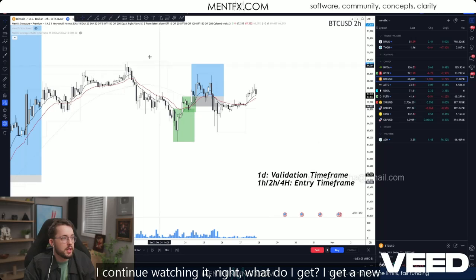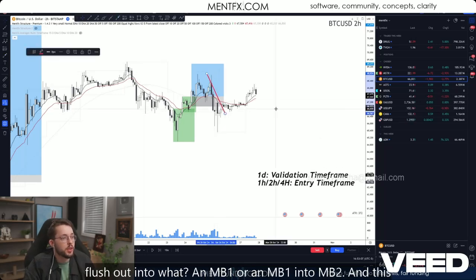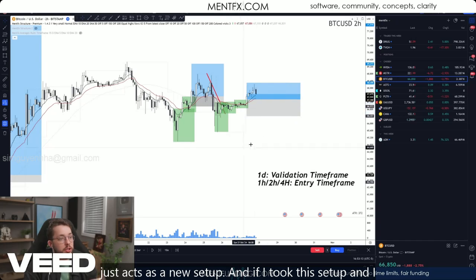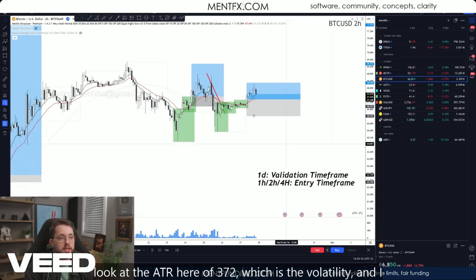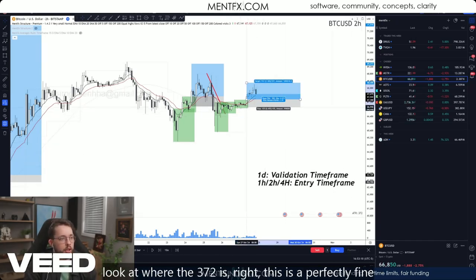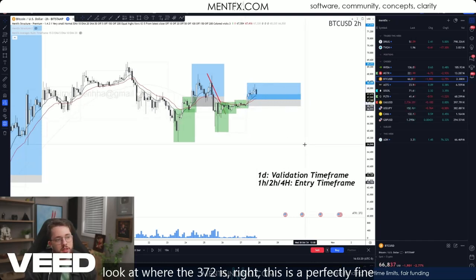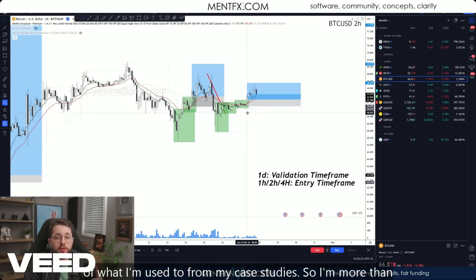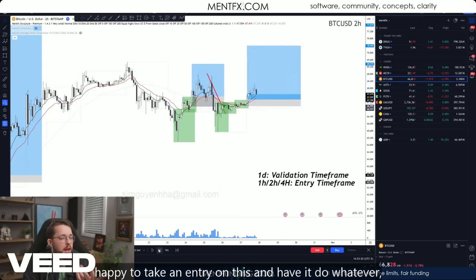And then as I continue watching it, right, what do I get? I get a new flush out into what? An MB1 or an MB1 into MB2, and this just acts as a new setup. And if I took this setup and I look at the ATR here of 372, which is the volatility, and I look at where the 372 is, right, this is a perfectly fine stop in terms of what it looks like, in terms of what I'm used to from my case studies. So I'm more than happy to take an entry on this and have it do whatever, right?